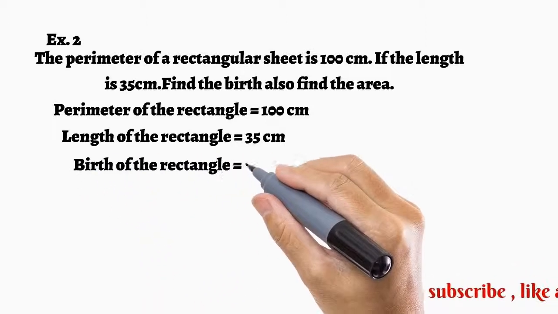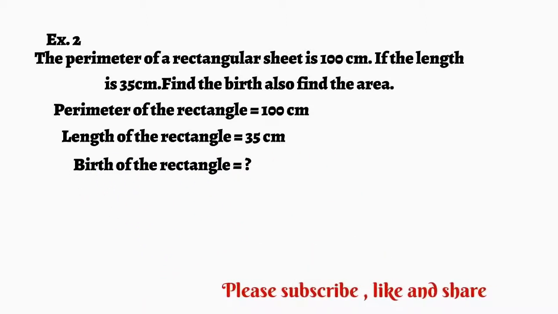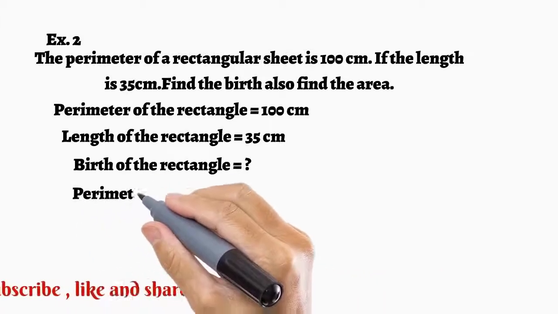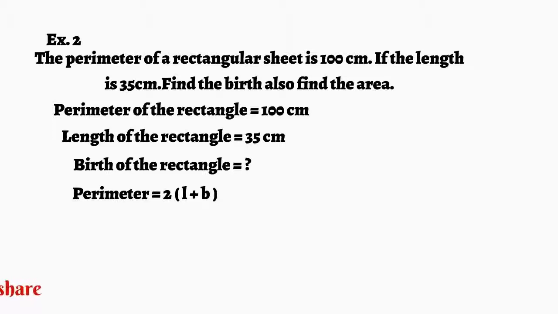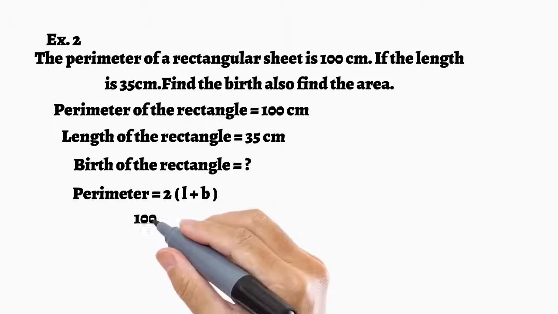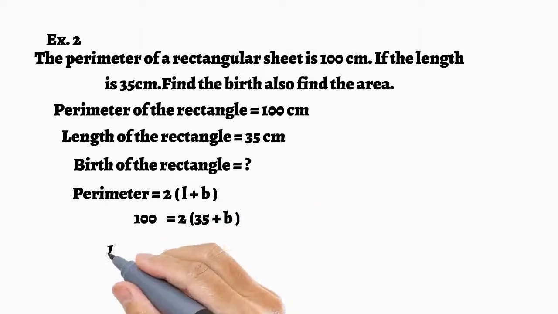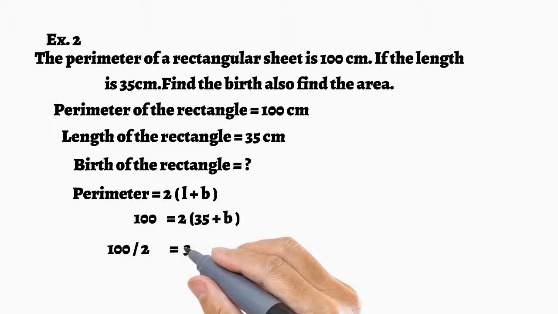We don't know the breadth of the rectangle. Here perimeter and length are available. Then perimeter of the rectangle is 2 into (length L plus breadth B). Give the values. That is perimeter 100 is equal to 2 into (length 35 plus breadth B). Perimeter 100 divided by 2 is equal to length 35 plus B.